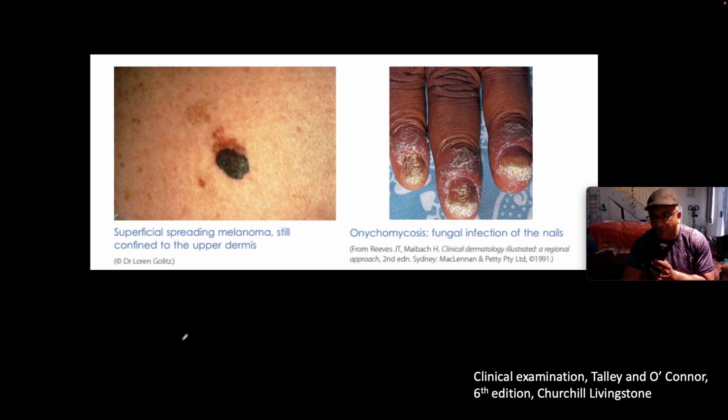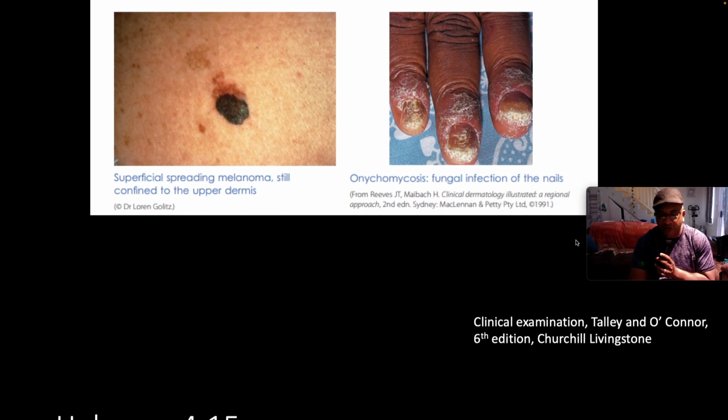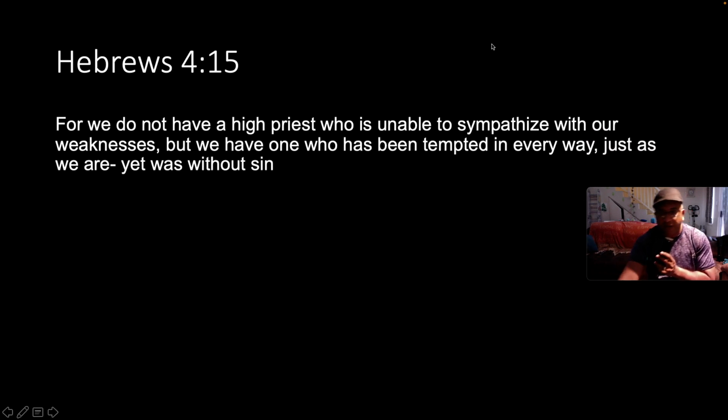There are different kinds of melanoma that we get: nodular, sclerosing, acral lentiginous, lentigo maligna, right? So this is superficial spreading melanoma, still confined to the epidermis. And then, of course, here we have onychomycosis, which is a fungal infection of the nails. Watch out for diabetes. Okay, my friends.